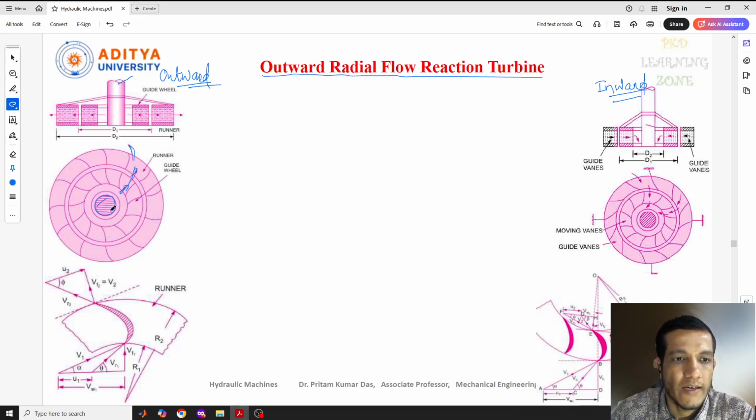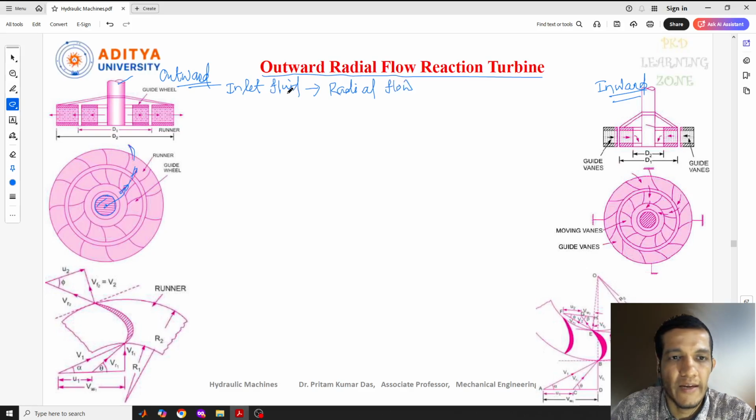If we make it step-wise, first, the water will come inside through the inlet. So the inlet of the fluid will enter this turbine at the center point. First, inlet of the fluid. Next, it will flow from the center to the outside. That is radial flow.